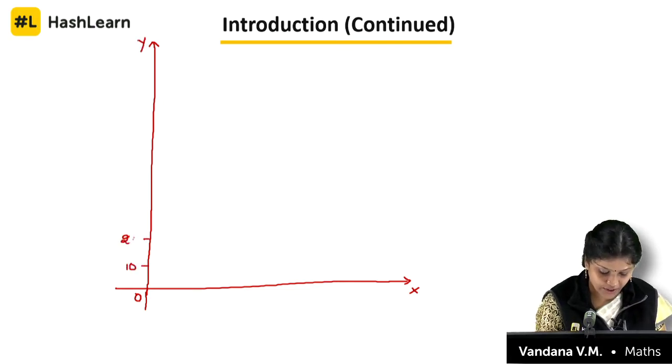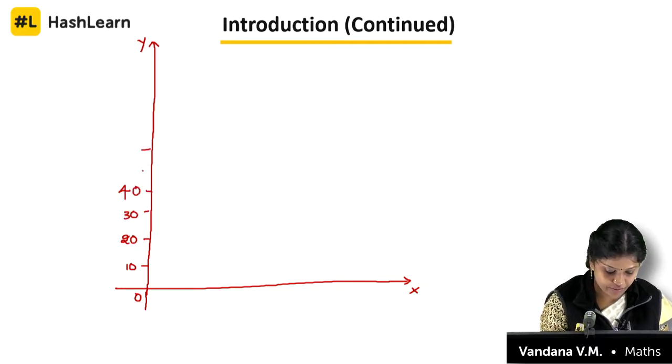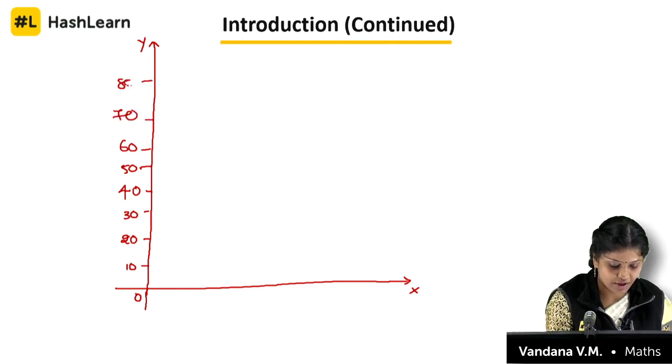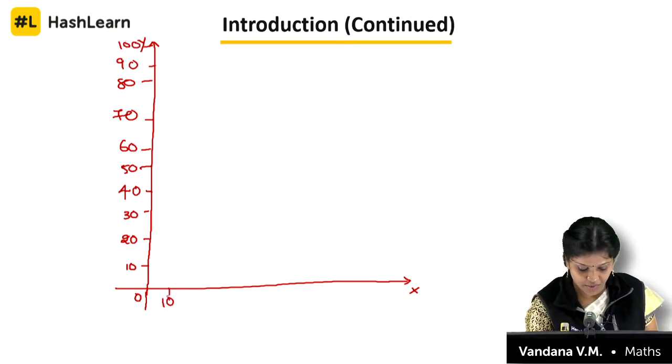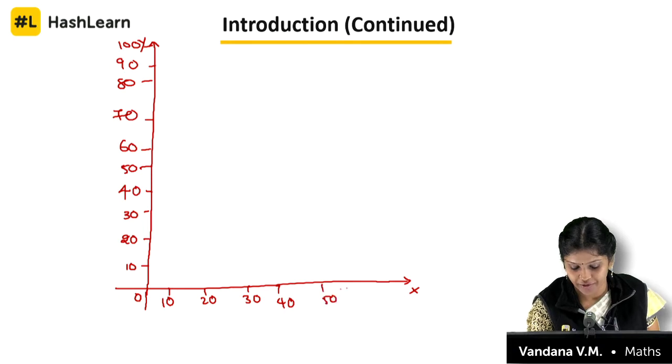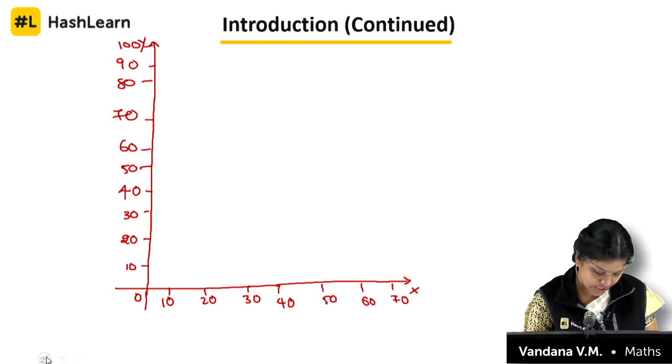10, 20, 30, 40, 50, 60, 70, 80, 90, 100. Here also the same: 10, 20, 30, 40, 50, 60, 70, like that. Now please draw the diagram.